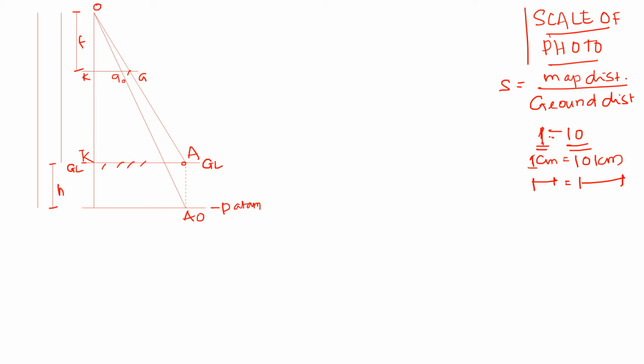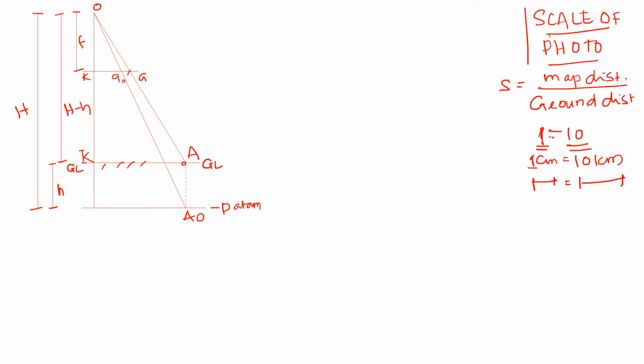The vertical height of the object is small h, and this distance from O to the datum is denoted as capital H, which is nothing but the flying height, while this distance will become capital H minus small h. This will be the distance.